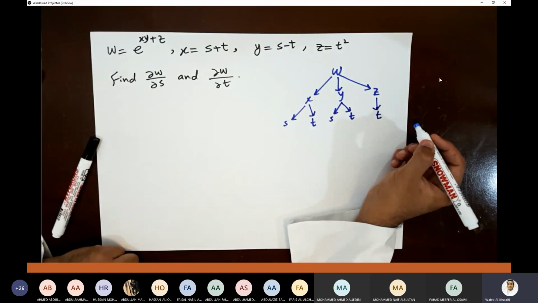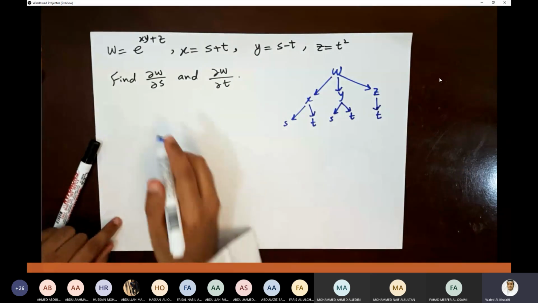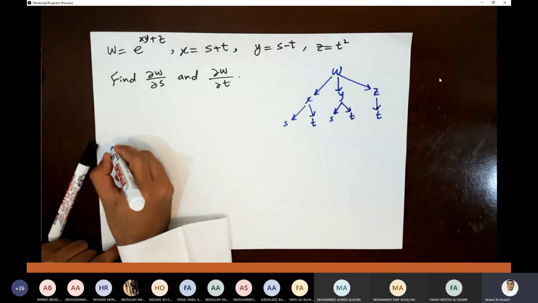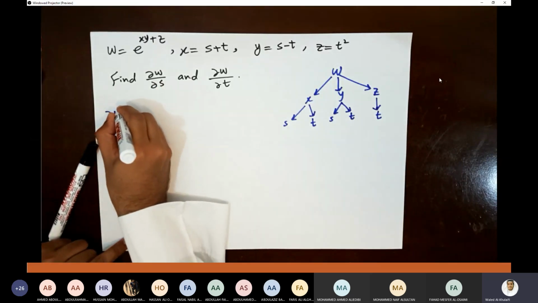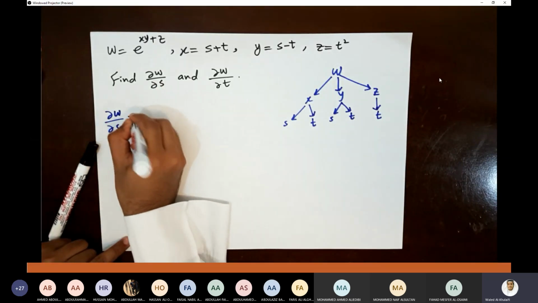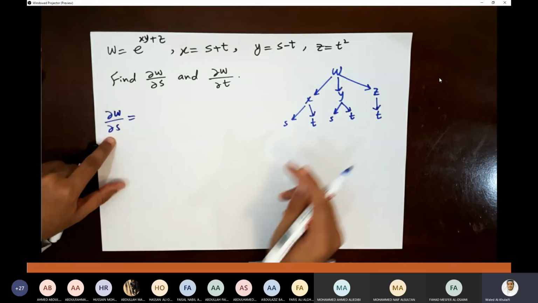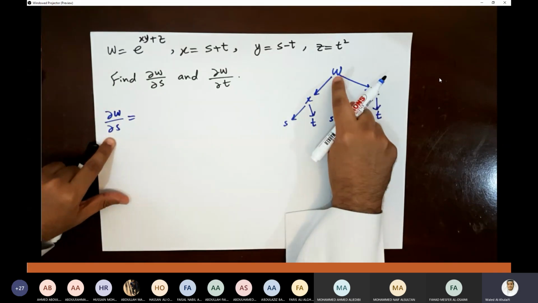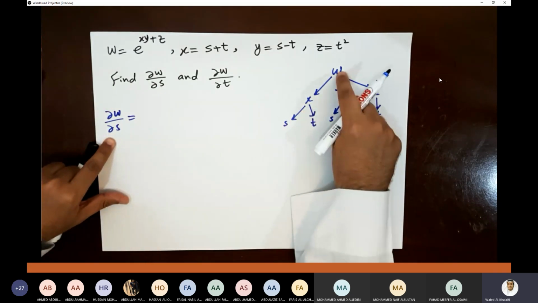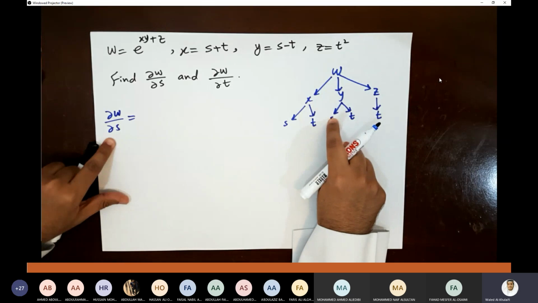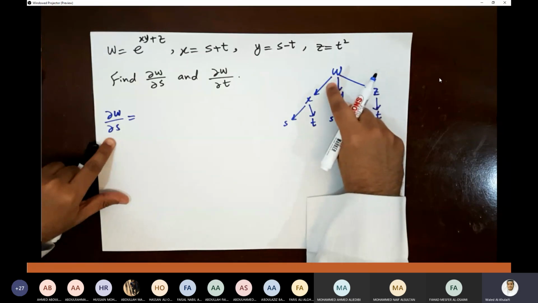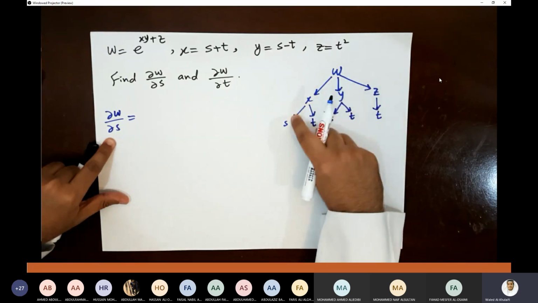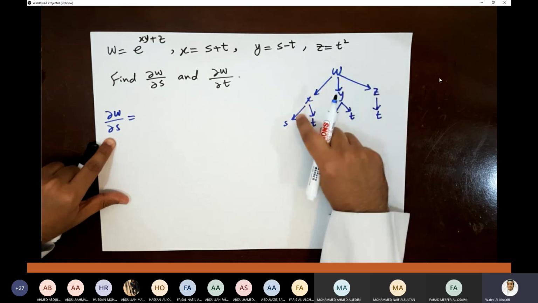Now let's start with this one. Partial W by partial S. How many ways to connect from W to S? Let's see. This is one, this is 2. I have 2 ways to connect from W to S. So let's represent this way. What should I say? Anyone?